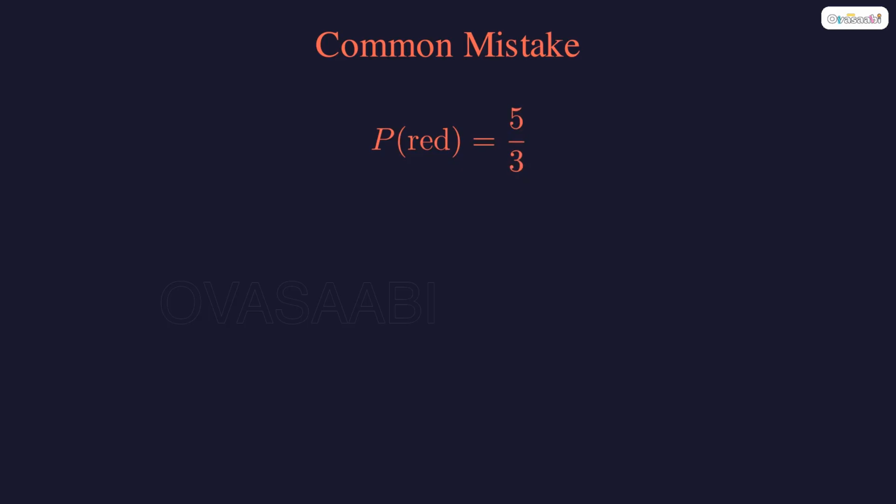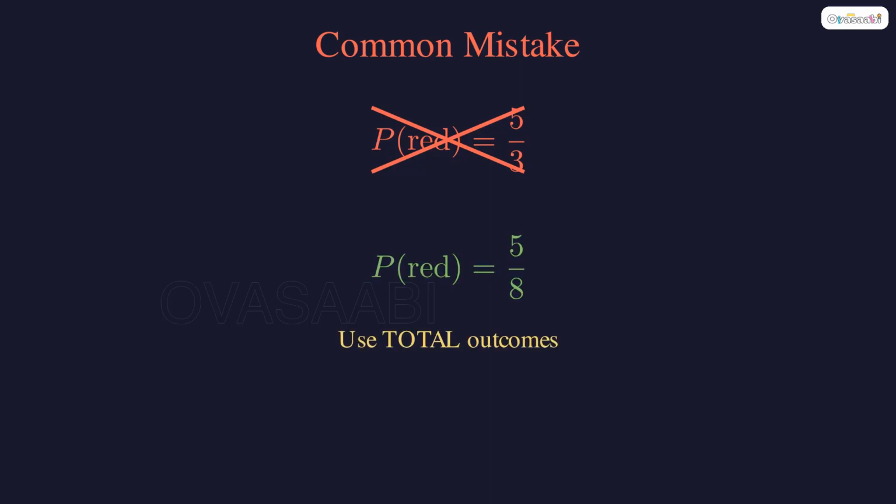Many students divide favorable by unfavorable instead of by total. Always use total outcomes as the denominator, not just the other color.